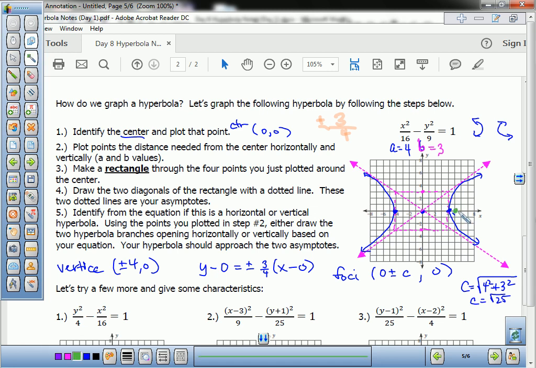So the foci on this problem, we could actually graph. There's one right here at positive 5. There's one right there at negative 5. The foci on this problem are located at positive and negative 5, 0. Usually they're going to be like 0 plus or minus some crazy square root of 37 or something weird. All right, let's do some more.